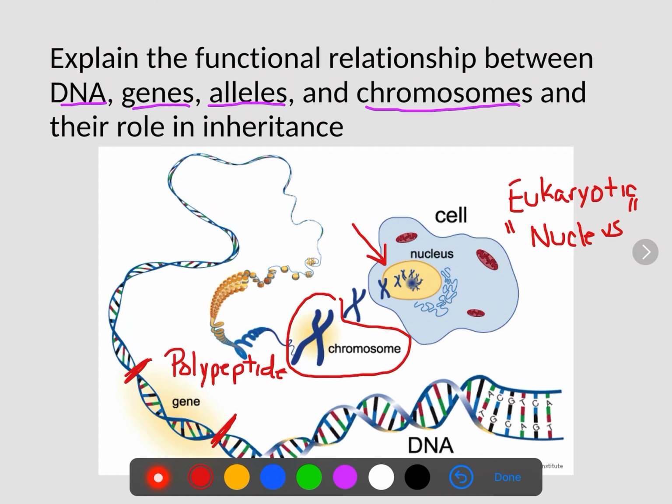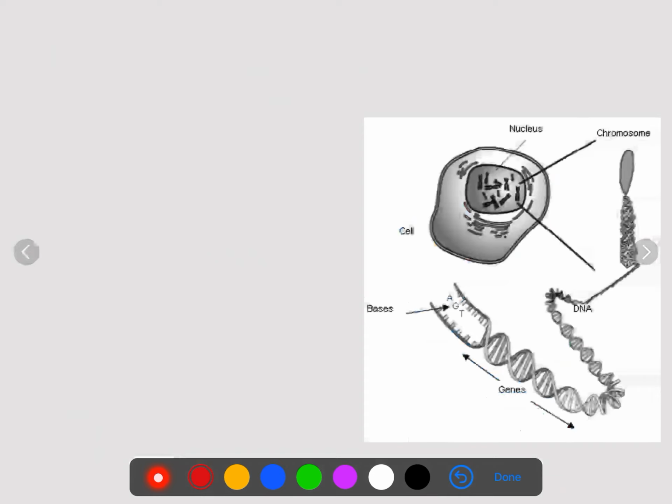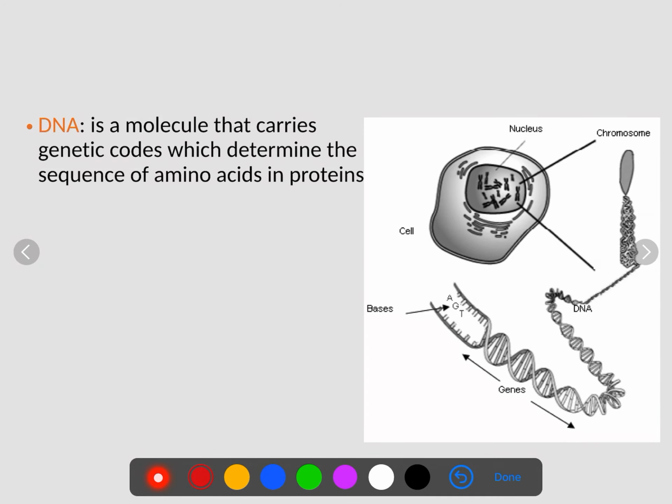Now, a gene contains two different variations, and those are called alleles. Those alleles could be dominant or recessive, and they determine what the physical characteristics, or the phenotype, is. All of these things are made of DNA, which is made of our A's, T's, C's, and G's. And remember, that's our genetic information, where our material is being stored. So let's look at this a little bit more in depth. DNA is a molecule that carries our genetic code.